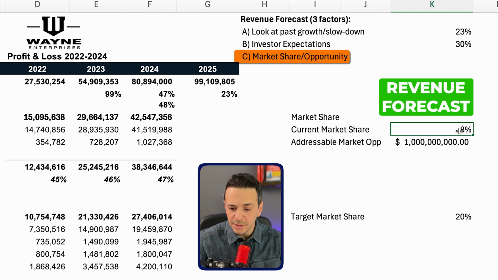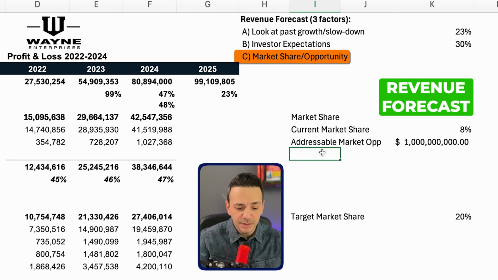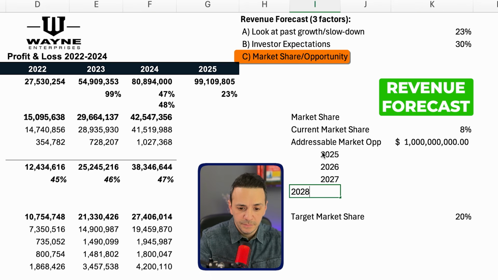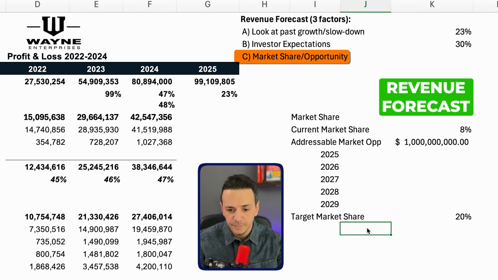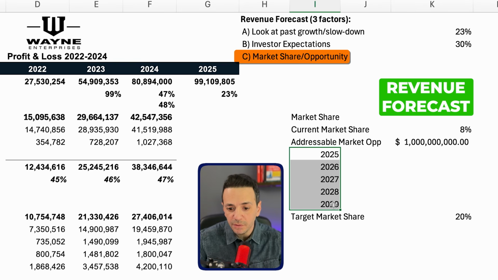Our current market share is 8%, which is the $80 million that you see here in 2024. We'll say we want to get to 20%, which means that in 5 years, we need to get from that number all the way up to 20%. So that means we have 2025, 2026, 2027, 28, and 29. So we are incrementally going to get to 20% over 5 years.